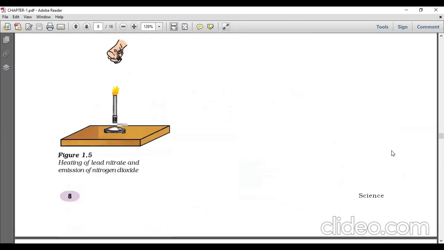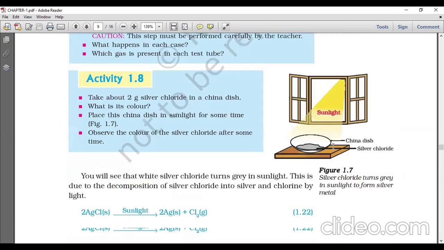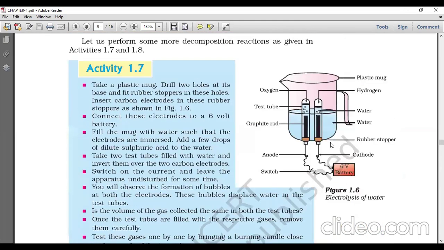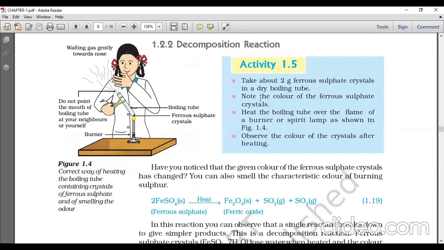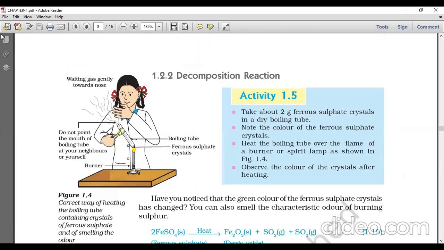Next, page number 8. Decomposition reaction. What was the first one? Combination. What have I written? A plus B gives AB. This is a hint to remember. Two single reactants, two elements or two compounds, combine and give a single compound. That is an example of a combination reaction.